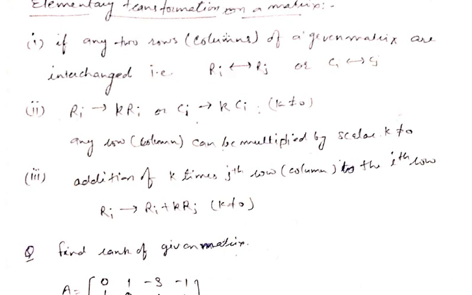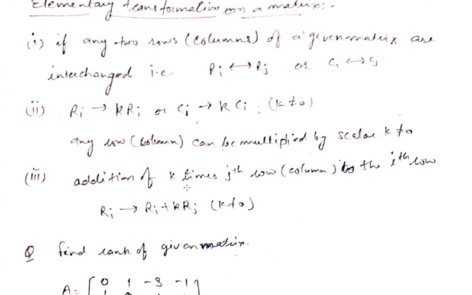So the first elementary transformation is Ri interchange with Rj. The second elementary transformation is Ri can be replaced with k times Ri. Here k is a non-zero scalar quantity. It might be an integer, or if required it might be rational. So any row can be replaced with k times itself, but k must be non-zero.